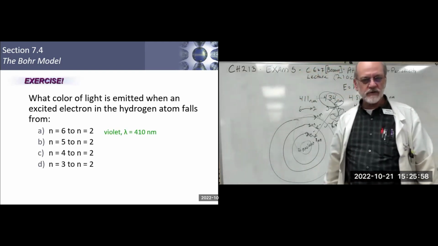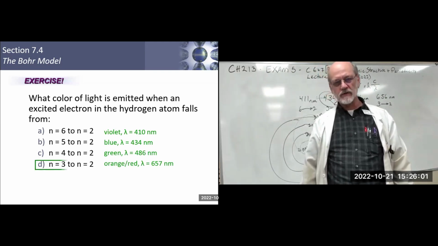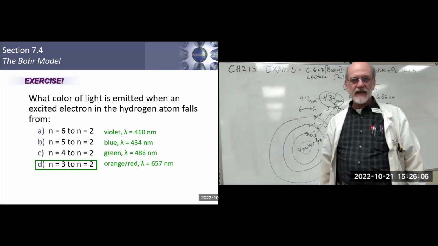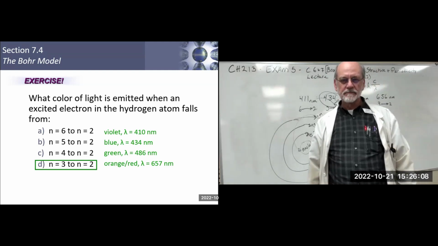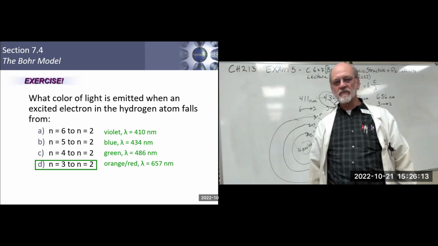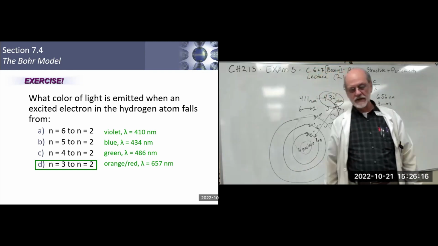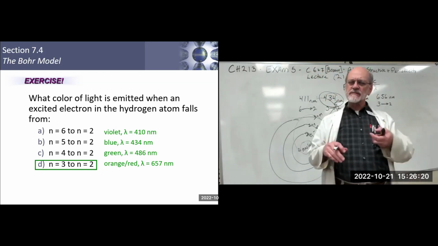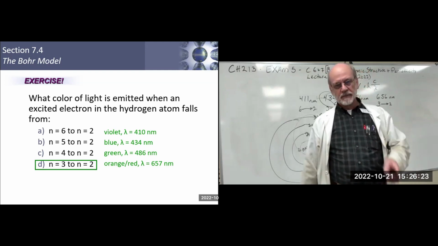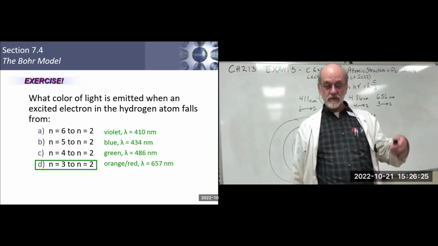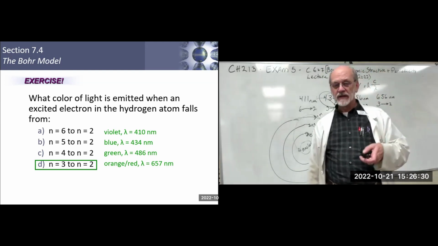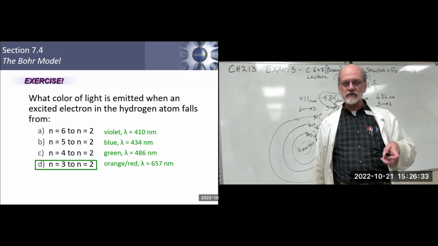Okay, what's the color of light for each one of these? We've gone through that already, so I'm not going to spend a lot of time on that one. The minimum amount of energy is from 3 to 2 for the hydrogen atom. Actually, that's the minimum that we can see. There are cases where there is less energy being emitted. You could have a transition from 6 to 5 and give off something in the infrared, something we can't see.